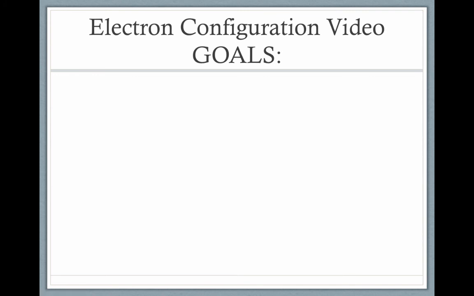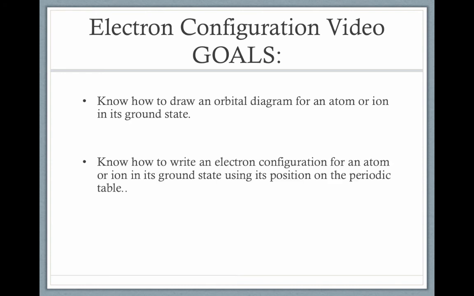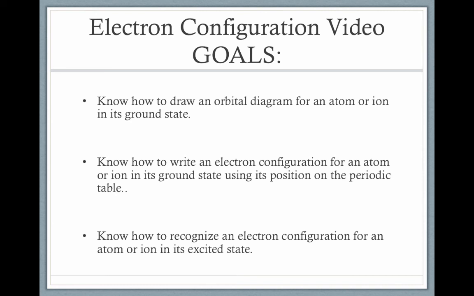By the end of this video, you should know how to draw an orbital diagram for an atom or ion in its ground state. You should know how to write an electron configuration for an atom or an ion in its ground state using its position on the periodic table. And you should know how to recognize an electron configuration for an atom or ion in its excited state.